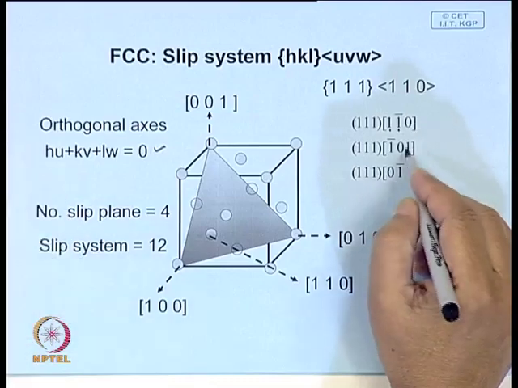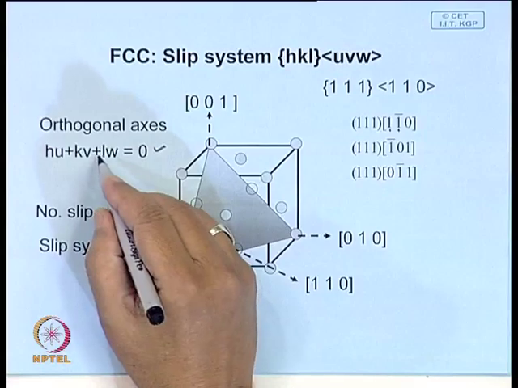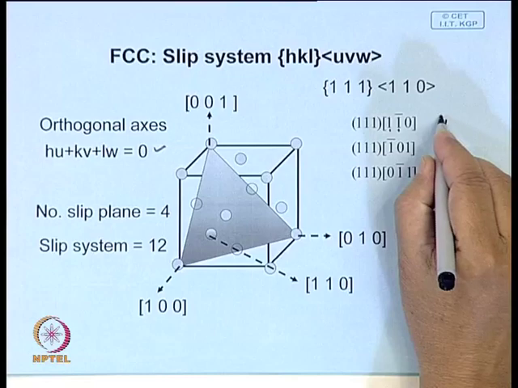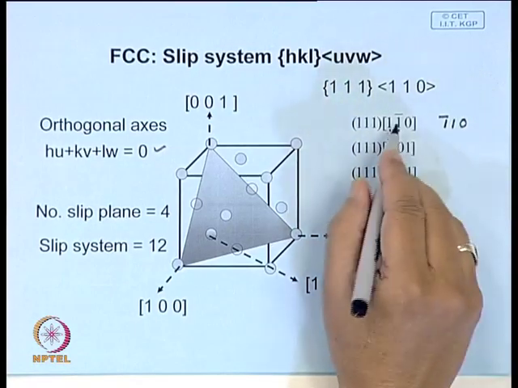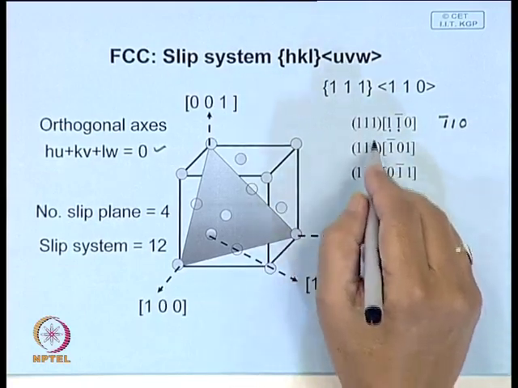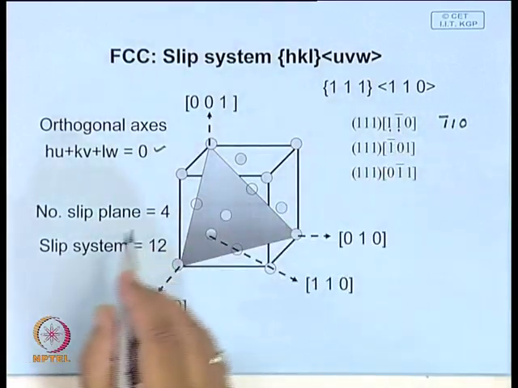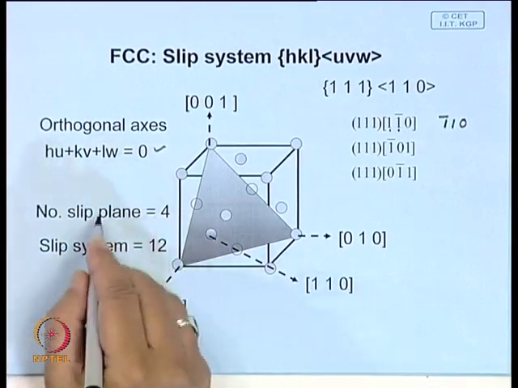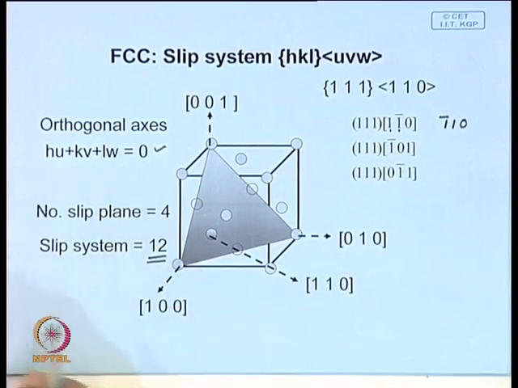Also, if you try this permutation and combination, you will find there are 3 directions which will satisfy this, and in fact, we are ignoring the direction like 1 bar 1 0, which is actually the same direction, but the sense is opposite. So, each 1 1 1 plane has 3 close packed directions. Therefore, you will have 4 slip planes, and each slip plane has 3 such directions. So, the number of slip systems in FCC is 12.